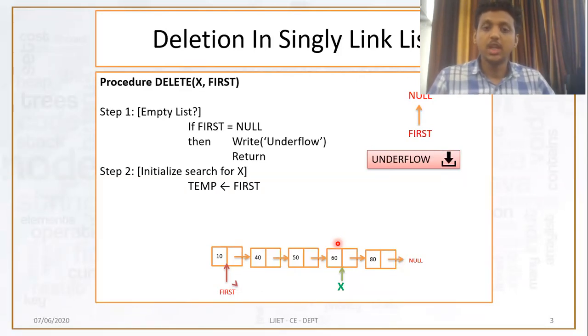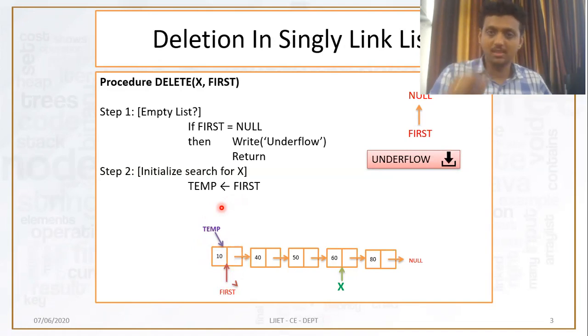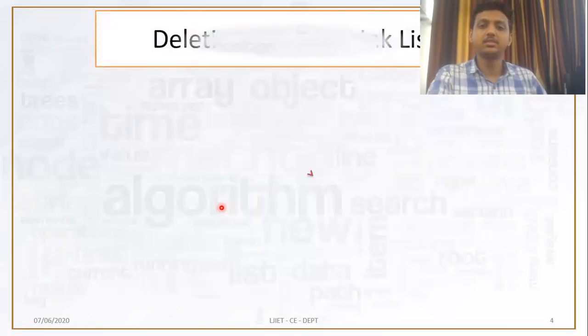What I need to do is first point temp to the first position. So see, here is the temporary pointer which is pointing to the first node of the list. Okay, fine. I've just initialized it, and then I need to move my temp pointer forward and forward and forward until I get x. Got it? Okay. So students, let's move forward to the next slide.